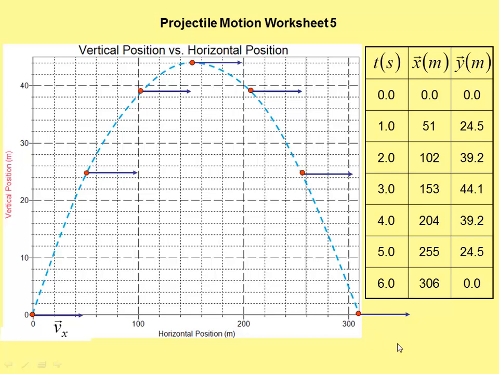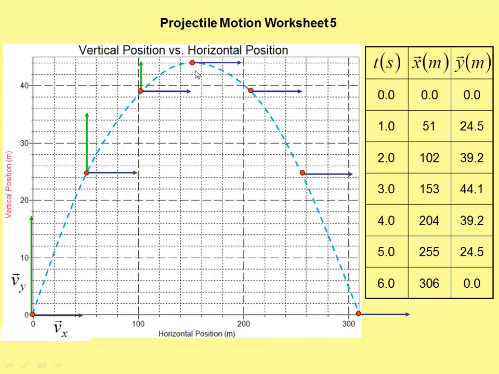Vertically, however, the motion is a little more exciting. It starts out with a very large positive vertical velocity. And then, as it goes up, it's going to slow down. How quickly is it going to slow down? Well, technically, it's going to slow down 9.8 meters per second every second. That's the vertical acceleration, after all. So that'll be slower. And then slower.